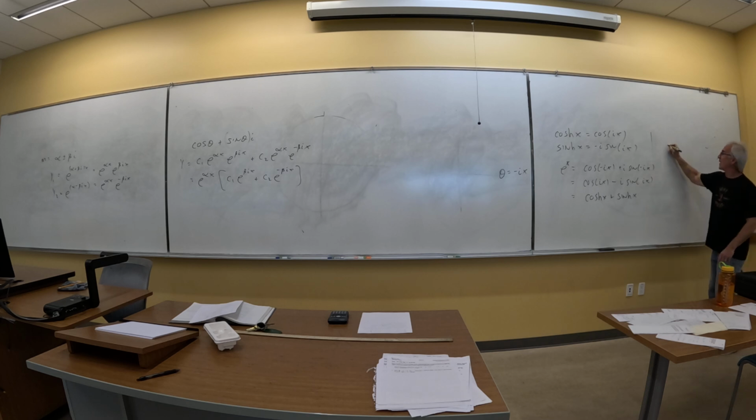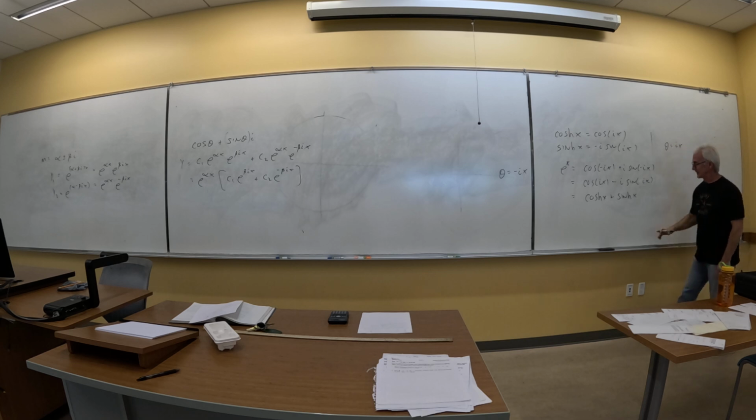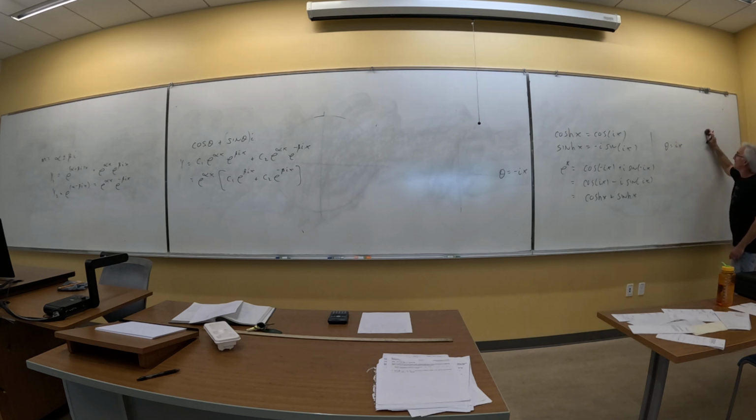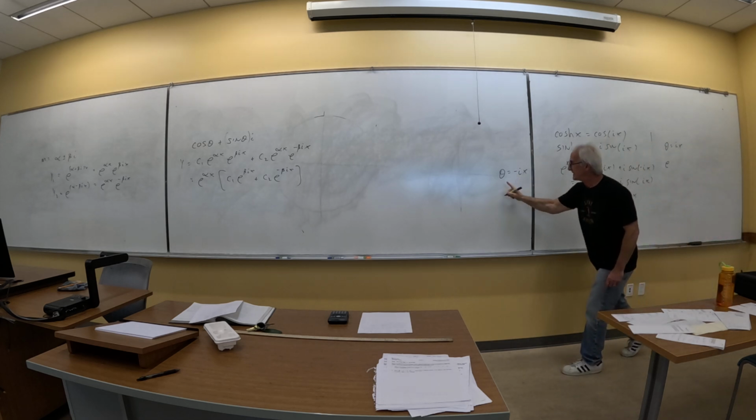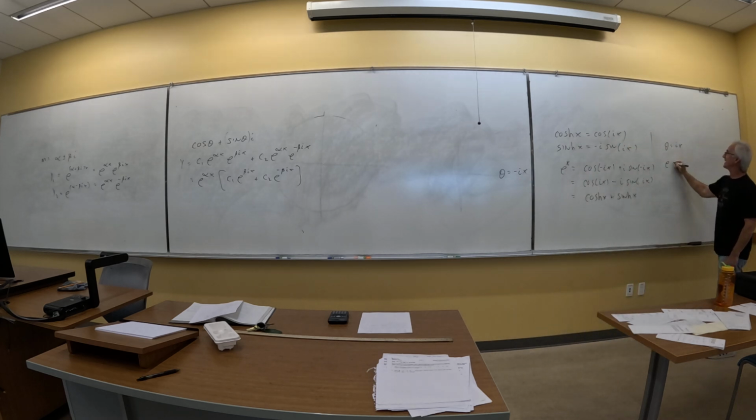Okay, now what if theta equals positive ix? Then what do I get? Then I get e to the what? -x. e to the -x equals cosine of ix plus i sine of ix, which is simply the hyperbolic cosine of x minus the hyperbolic sine of x.